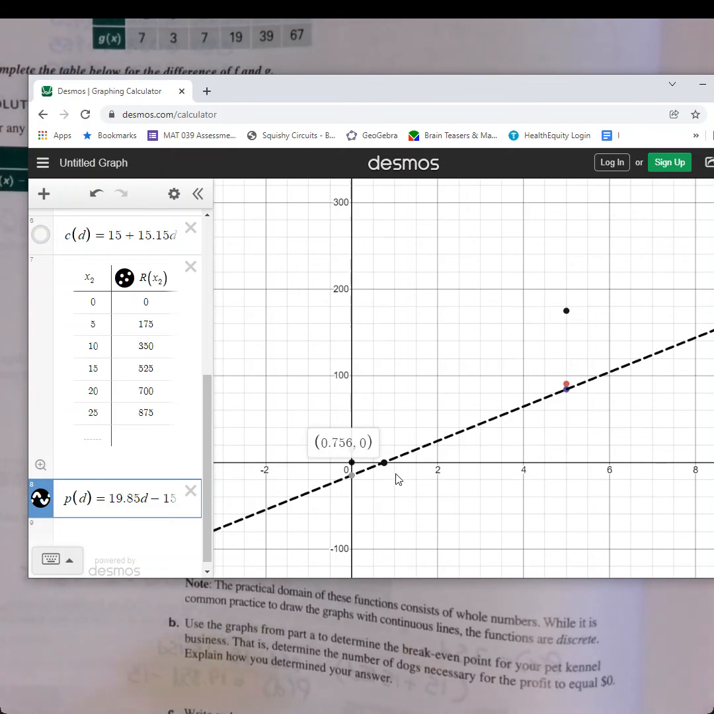So what this means is that if even one dog comes into the kennel, we'll make a profit. So that's a pretty good business model. If they have 0 dogs, there's a loss. But if even one dog comes into the kennel for the day, the kennel makes a profit. So their business is going to be successful.